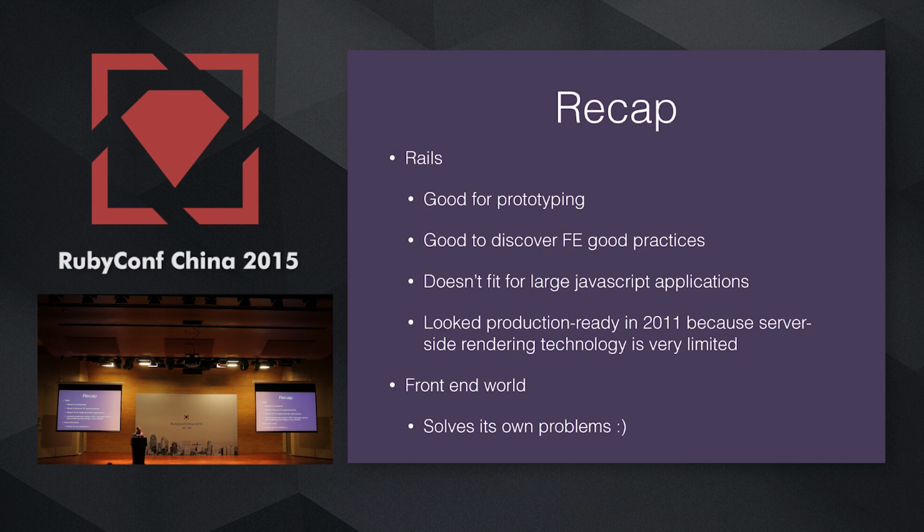So let's make a recap. Rails is good for prototyping. That's the problem of Rails. With asset pipeline, it's good to discover front-end good practice. In general, Rails helps you to discover good practices. It doesn't fit for large application in JavaScript. And if you look to production ready in 2011, because the server-side rendering technology is very limited, the front-end world solved its own problem, so let the front-end world deal with those problems.